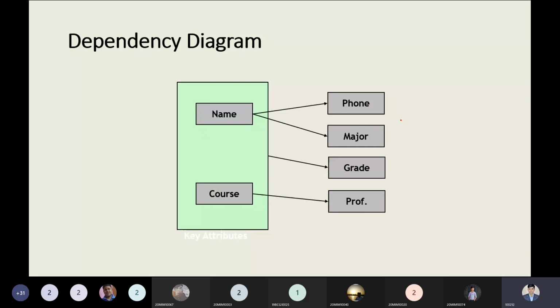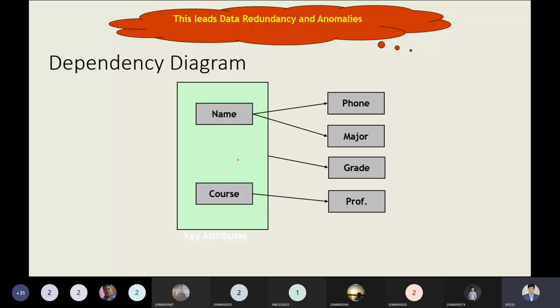This is a diagram we have already seen. Phone and major depend on the name, the combination of the two attributes, name and course, is determined by the grade, and professor depends on the course. We saw this dependency diagram in the previous class. But this data leads to redundancy and anomalies. Of course, many students may have the same name and also choose the same courses. The duplicacy between the name and the course may occur definitely, so this can lead to redundancy and anomalies.